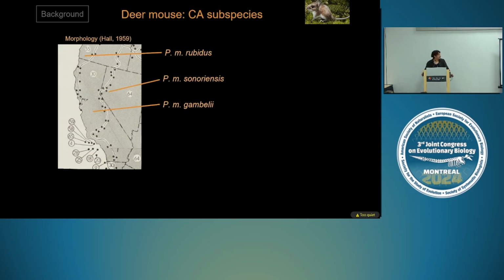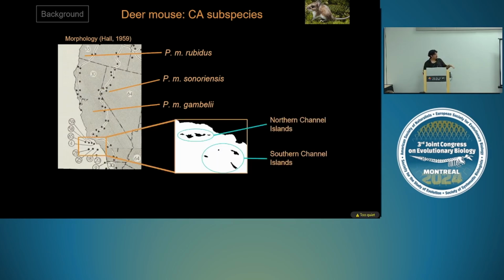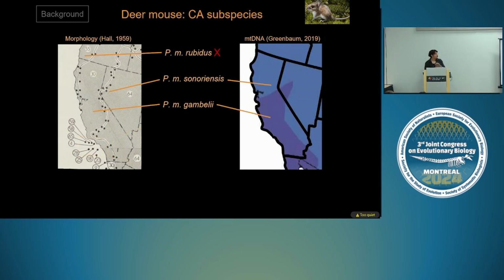And so people have been studying deer mice for a long time, since the early 1900s. There were originally 3 subspecies identified across the state just based on morphology alone. This includes Peromyscus maniculatus rubidus, Sonoriensis, and Gambelii. And then we also have subspecies that are thought to be associated with each of the Channel Islands off the southern coast of California. More recently, people have used mitochondrial DNA and restructured and condensed these subspecies across the mainland to basically just exclude this rubidus subspecies at the top, leaving us with Sonoriensis and Gambelii subspecies with that north-south contact zone across the state of California.